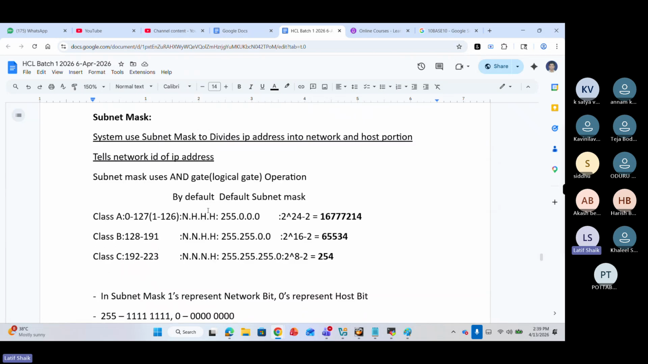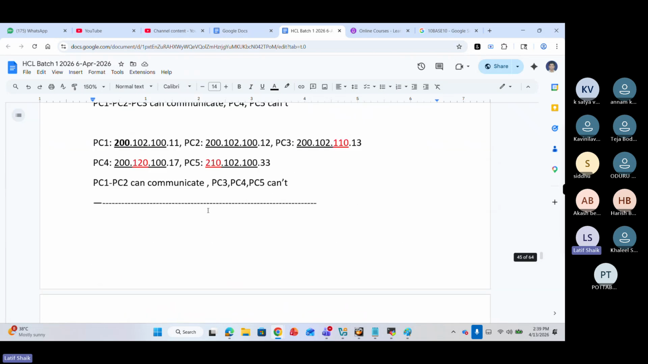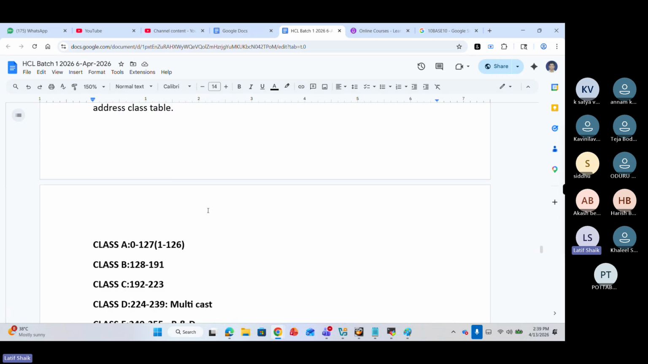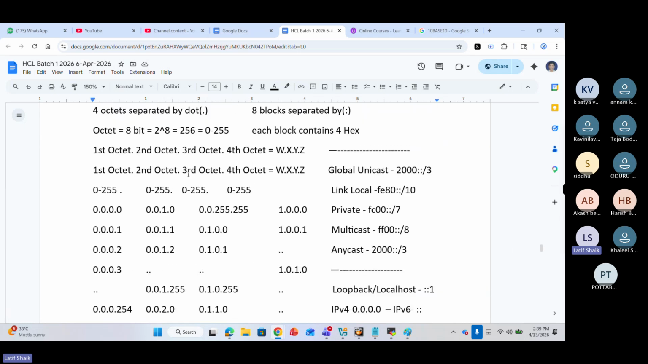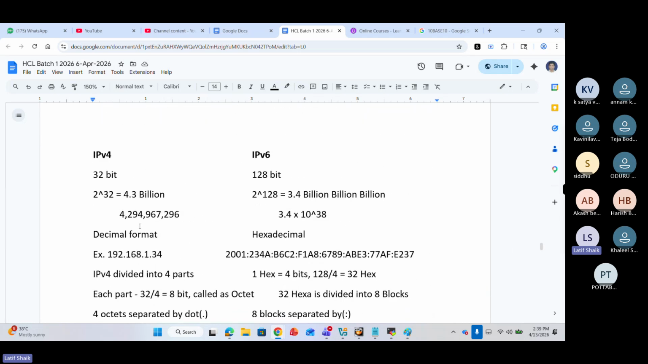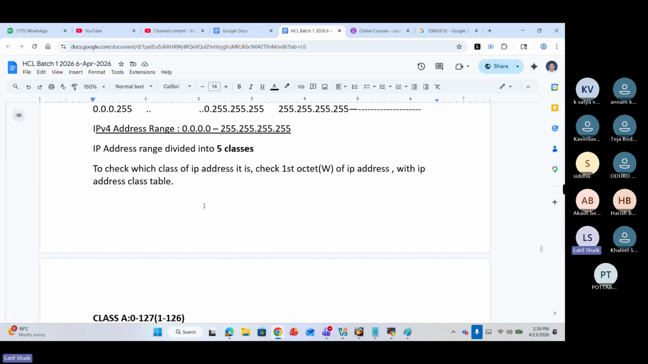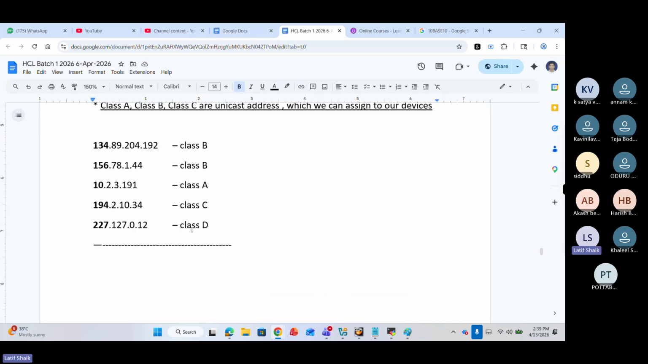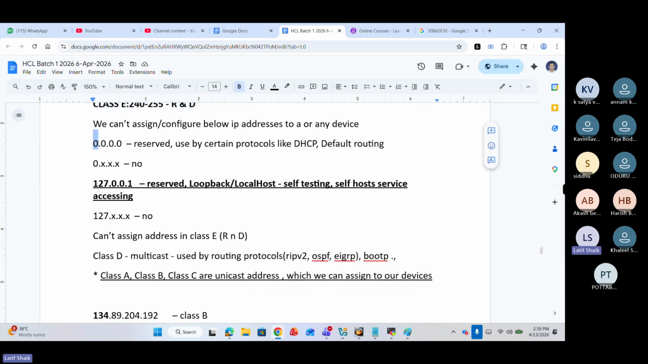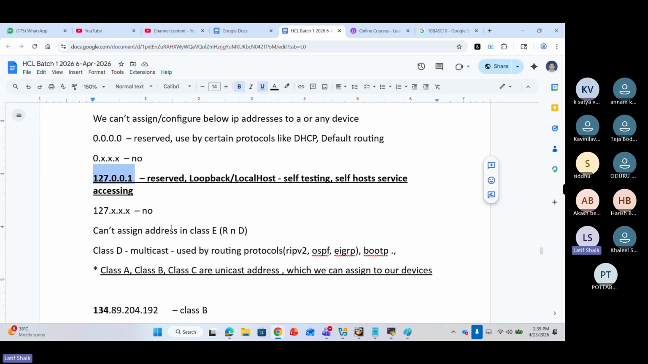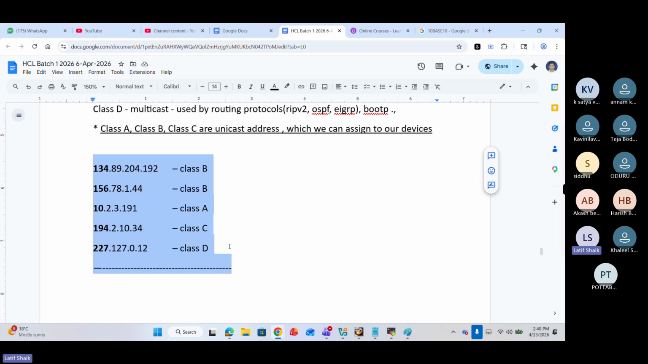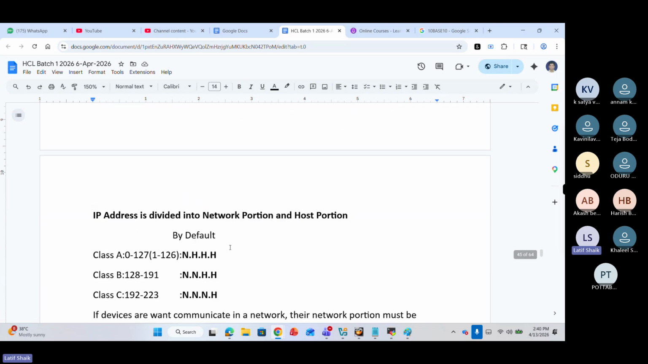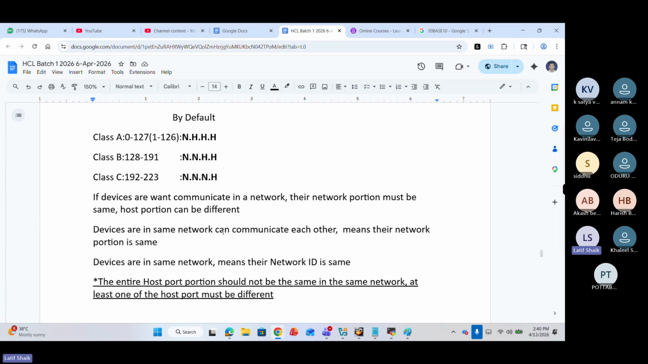In IPv4 addresses, generally a lot of other things are also there. The first point is about IPv4: the number of bits, octets, classes. Very important are classes and ranges, and the zero network and 127.0.0.1, another important one. How to identify the IP address and their classes. Okay, network and host portions.